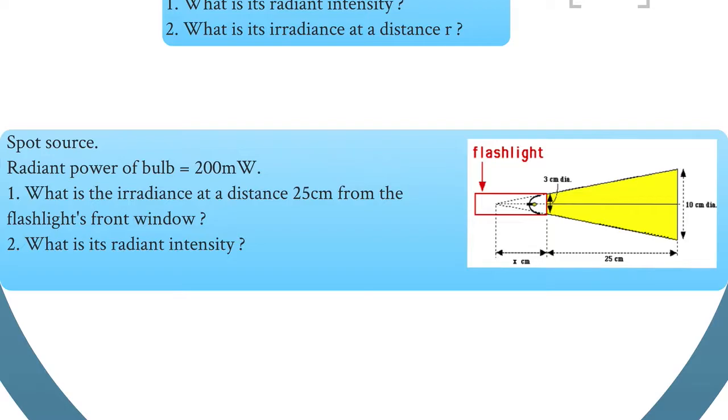So what's radiant intensity? We know from before, this is watts per steradian. So in this case, we need to know the steradian at which it's emitting. For that, we have to do some geometry, right? So what are we trying to do? We're trying to figure out what this cone angle is, right? From that, we can figure out the steradian.